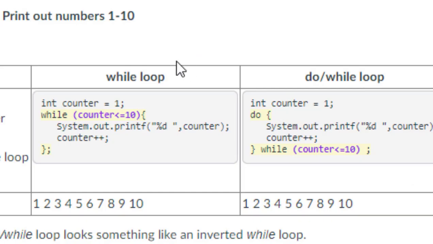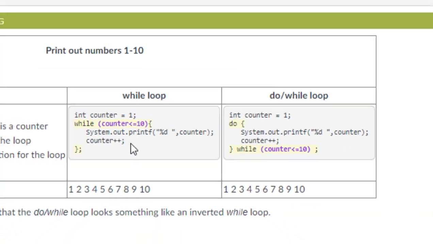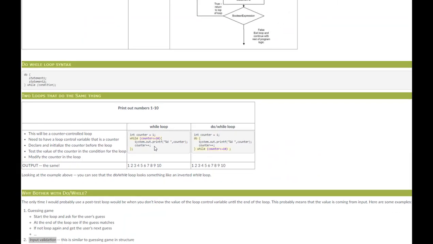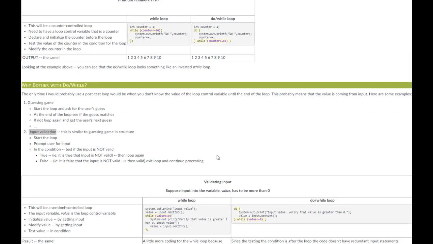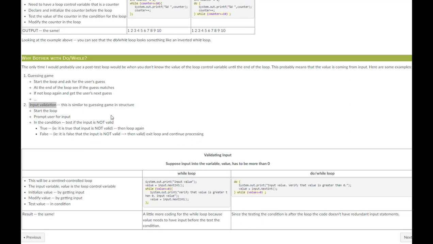Here are 2 examples of printing out numbers from 1 to 10. You will see that they're very similar, initializing the loop control variable. Here's the test, it's just here at the bottom, exact same statements. Usually I am going to use a while myself, but there may be conditions where you don't know the value until you're in the loop. And I've got a guessing game as an example. You can read through that, but input validation is a very good example.